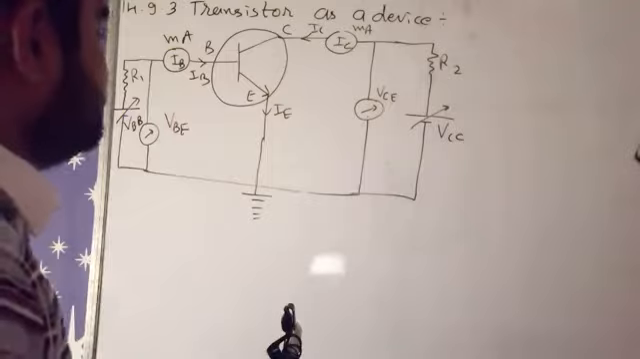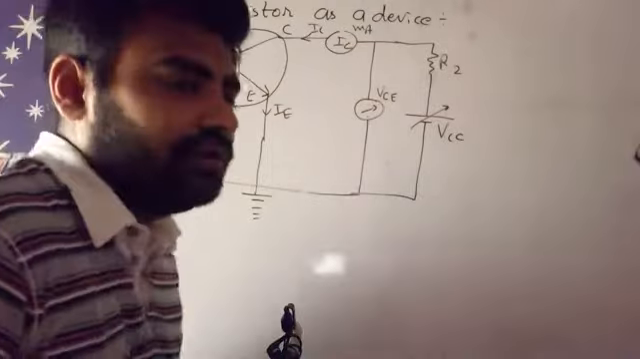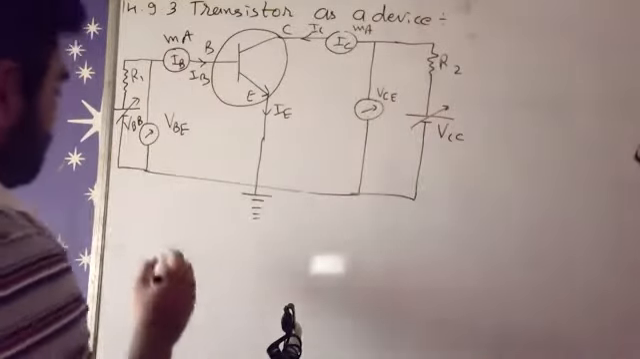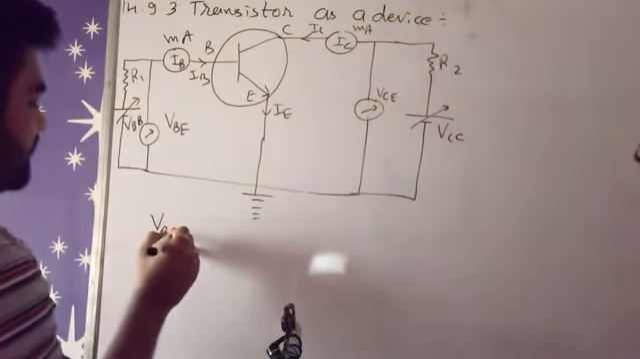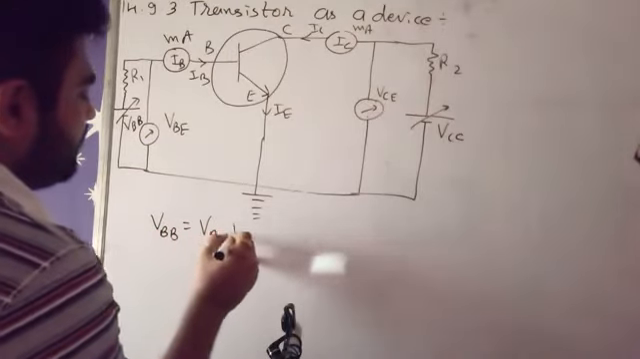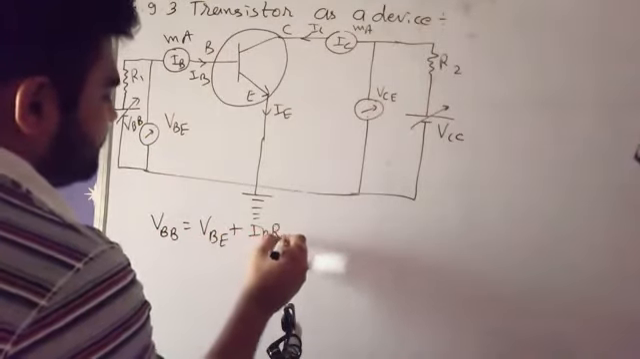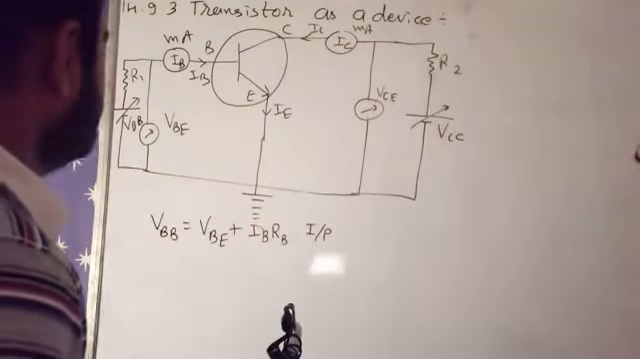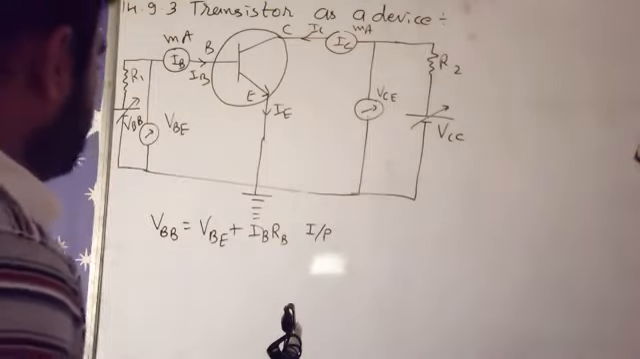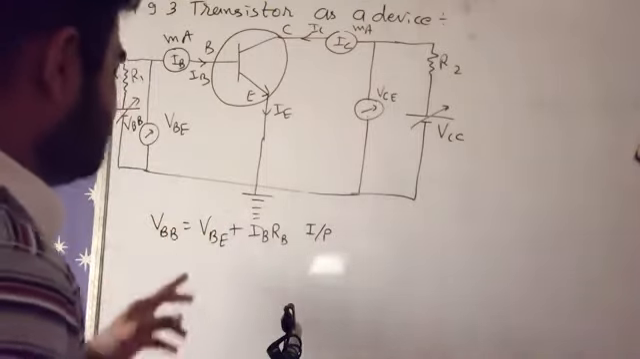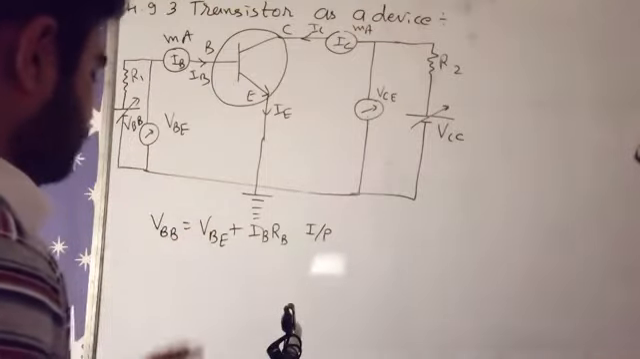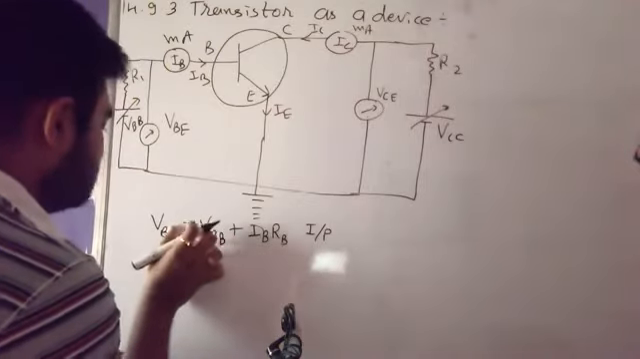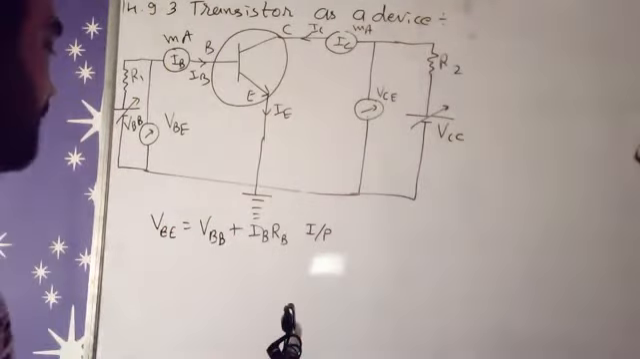transistor as a device, now we have to apply Kirchhoff's second law to this input characteristic. So by applying that law, we are getting VBB is equal to VBE plus IBRB. So this is for input. This is our first equation. So that is VBE. VBE is our input. So that's why here one correction: here VBB and here VBE. So that is our input.